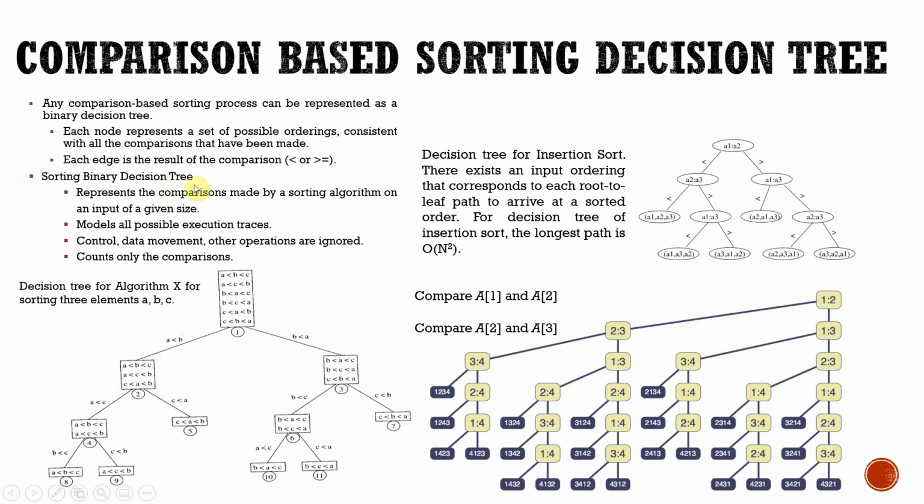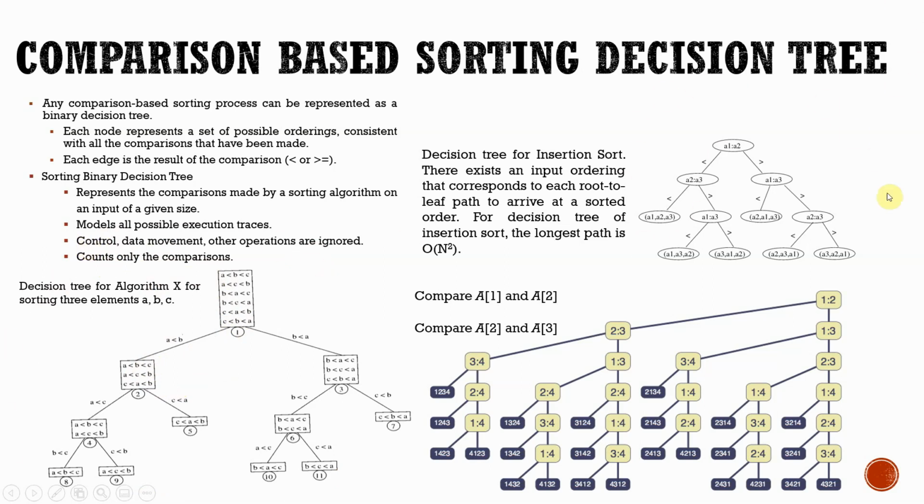A sorting binary decision tree represents the comparisons made by a sorting algorithm on an input of a given size. It models all possible execution traces, controls the data movement, and other operations are ignored. So we don't care how we get from here to here, how many loops, or how many helper variables are used. We just model the data movement, and it counts only the comparisons. So here you see the decision tree for comparing 3 different elements.